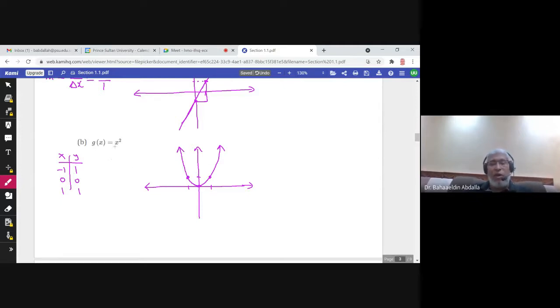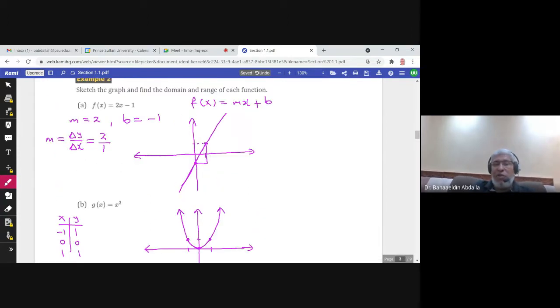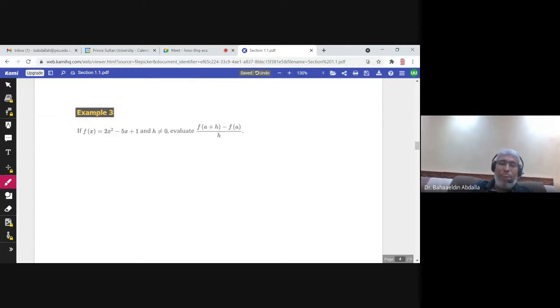If you don't know the graph, you can choose x to be 2, for example, and you will find that y is 4. For x = -2, y is 4, and so on. So it is a parabola. That's the graph of x squared. So this is a linear function, and this is a parabola.